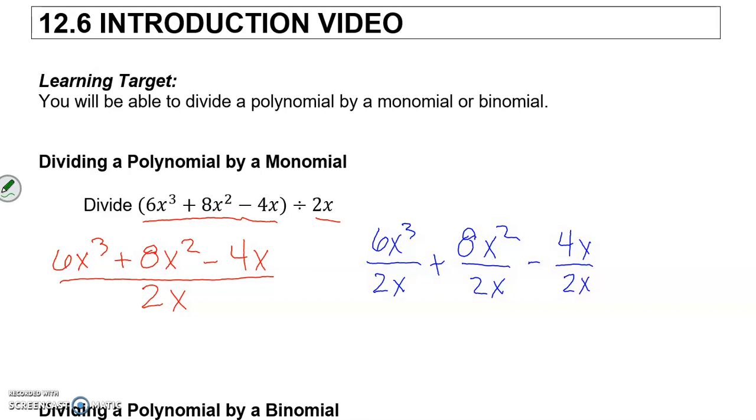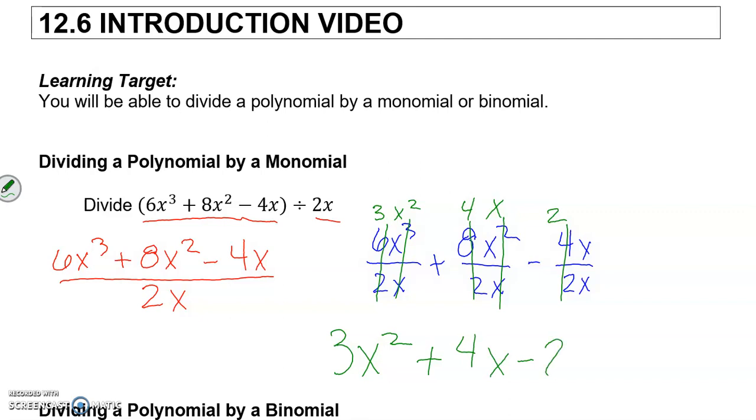So I have 6 divided by 2, that equals 3. x cubed divided by x, that leaves me with an x squared. 8 divided by 2 is 4. x squared divided by x leaves me with 1x. And then 4 divided by 2 is 2. x divided by x is 1. So I'm going to rewrite my final answer. So I have 3x squared plus 4x minus 2 left.